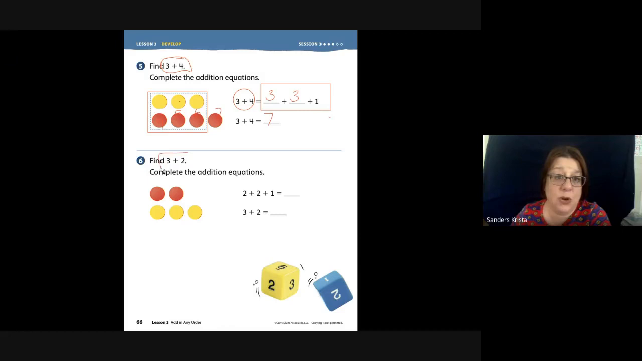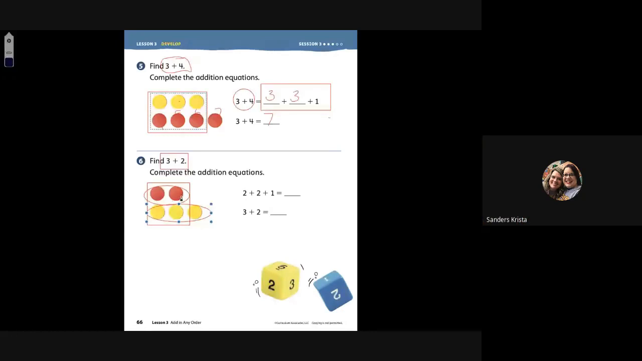Find 3 plus 2. Remember that 3 and 2 are neighbor numbers. They're next to each other on the number line. So I'm going to put a box around the 2 from each part, right? So up here is a 2 and down here is 3, but there are 2 that match the 2 above. So I can do my addition double. 2 and 2 is 4. 4 and count on 1 more. 5. So 2 plus 2 plus 1 has the same value as 3 plus 2, which is 5.